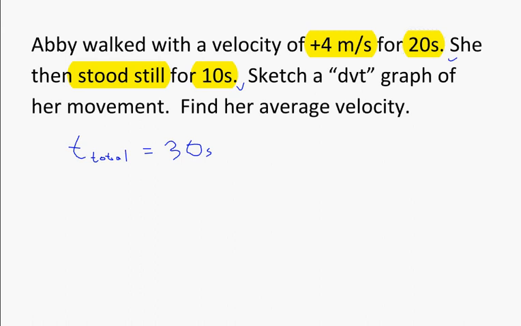So let's take a look. I have a graph over here. So remember, this is a d versus t graph. On your y-axis goes your d, and that is going to be in meters. And then I have my t, and that's going to be in seconds.